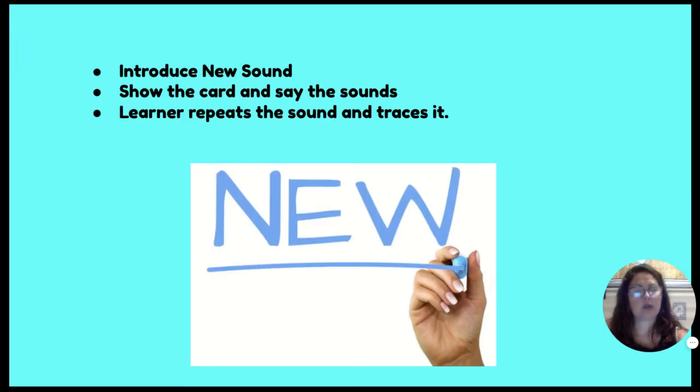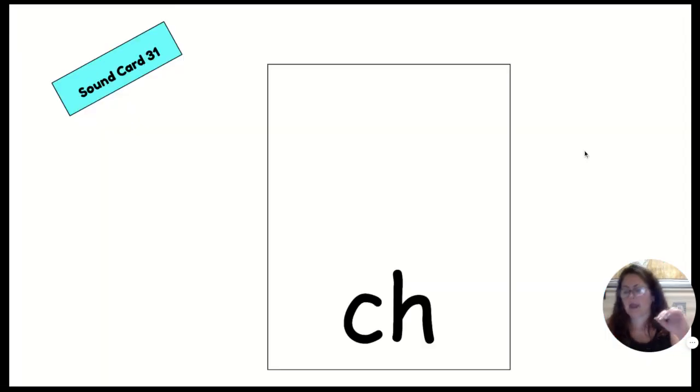Okay, now we're introducing a new sound, our new material section right here. So I'm going to show a card. You're going to repeat the sound and trace it. So CH says ch. Can you say ch? Ch. Okay, now I want you to take your fingers and trace CH, ch, ch, at least 3 times.